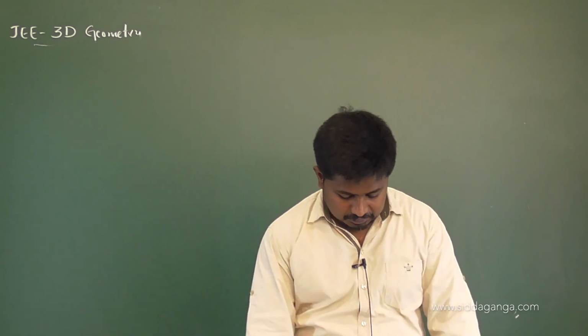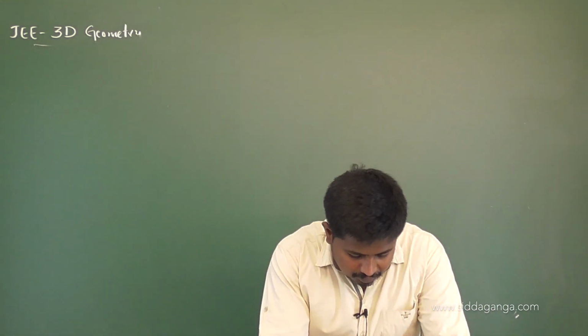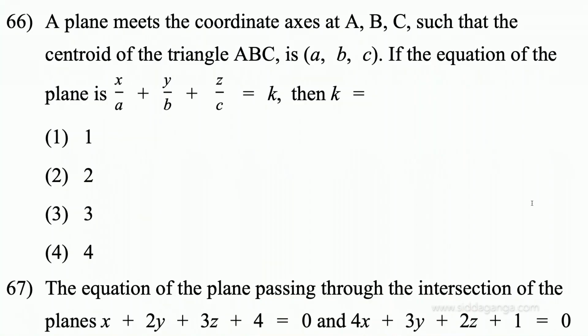Let me move to question number 66. A plane meets the coordinate axes at A, B, C such that the centroid of the triangle is (a, b, c). If the equation of the plane is x by a plus y by b plus z by c is equal to k, then what is k? Yes.